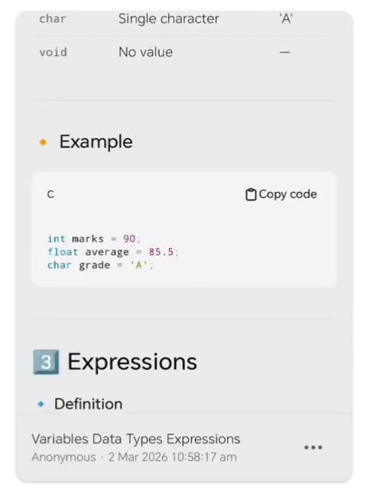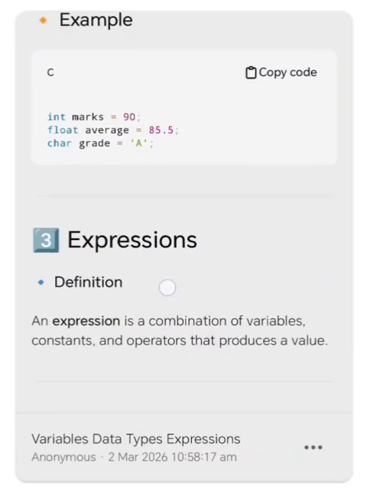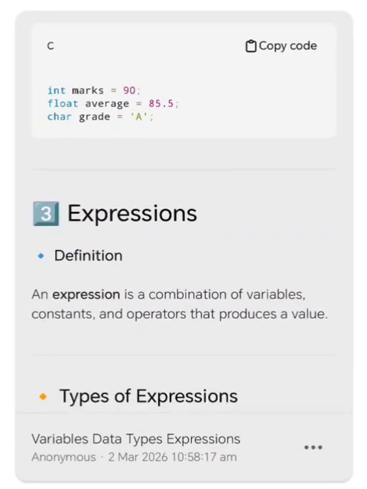Here is an example: int marks = 90, float average = 85.5, char grade = 'a'. So these are your inputs. What output are you getting? You will get 90, 85.5, and a.